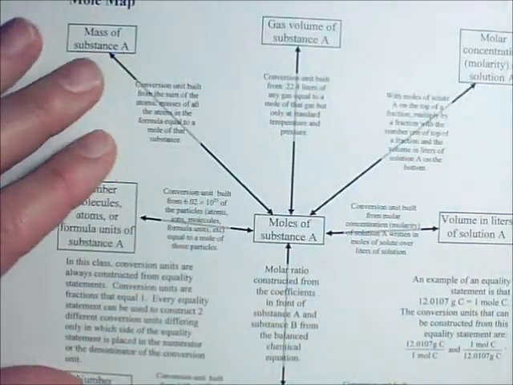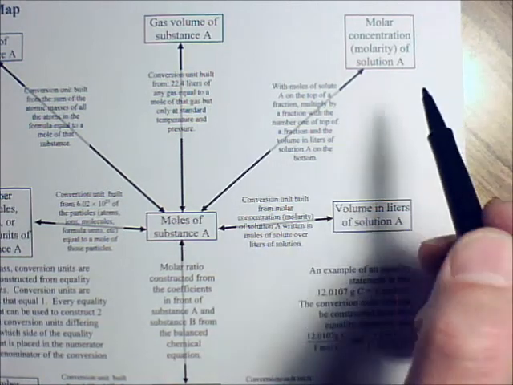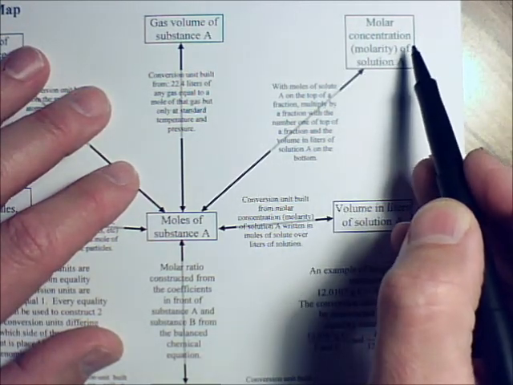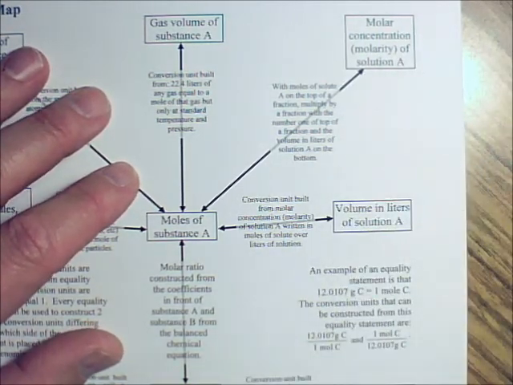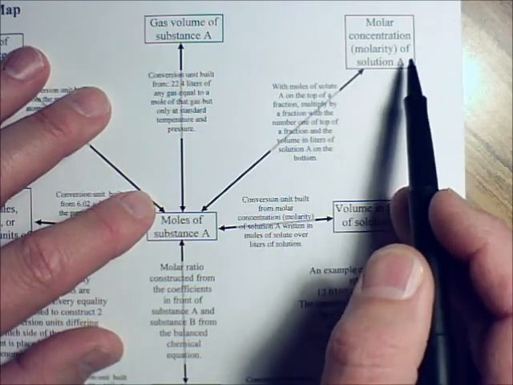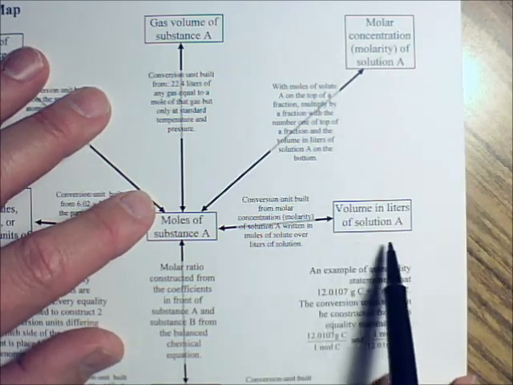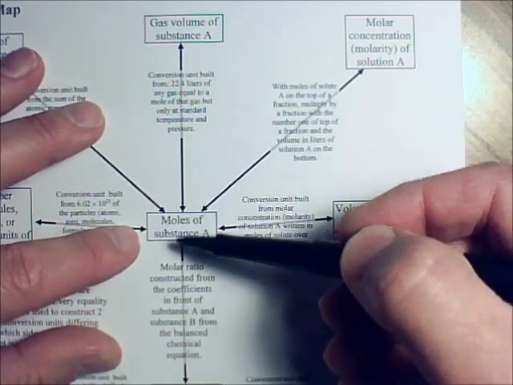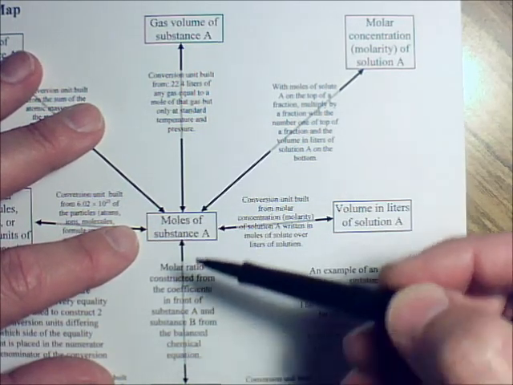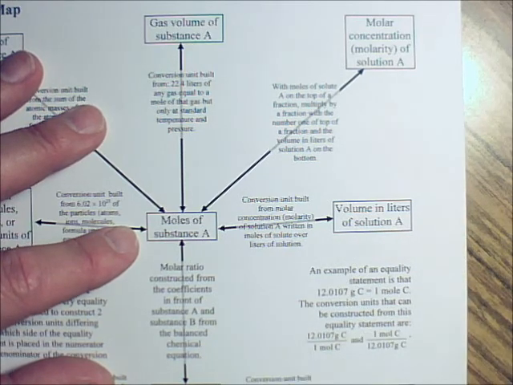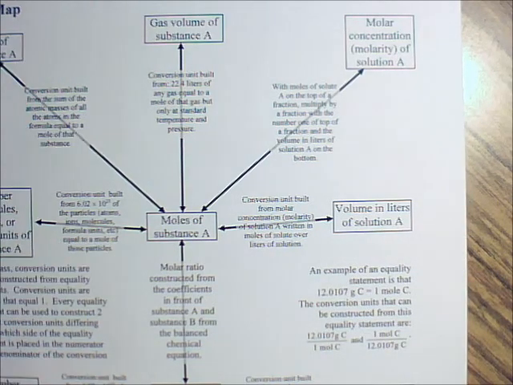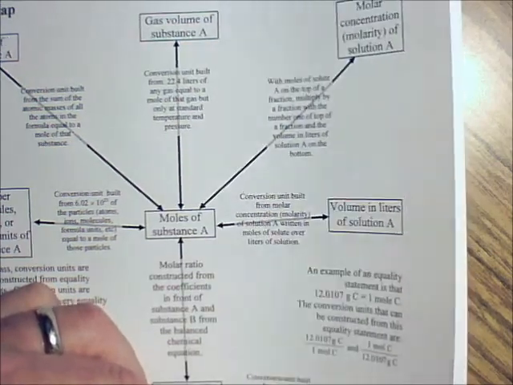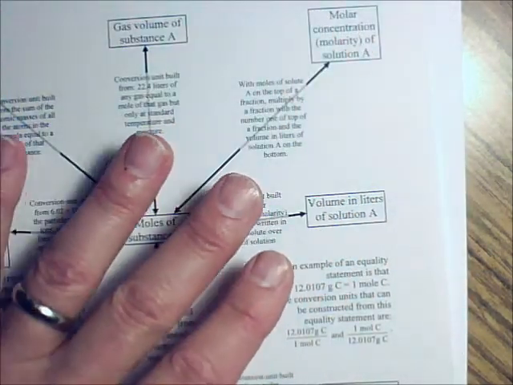All right. Now, the new thing in this unit is all about solutions. So we have molar concentration and volume in liters. Those are the new things, and you can still go through this mole ratio to find molar concentration or whatever other thing you want to do. And we're only going to try to do one kind of stoichiometry.